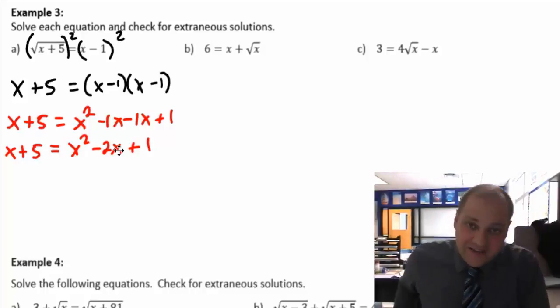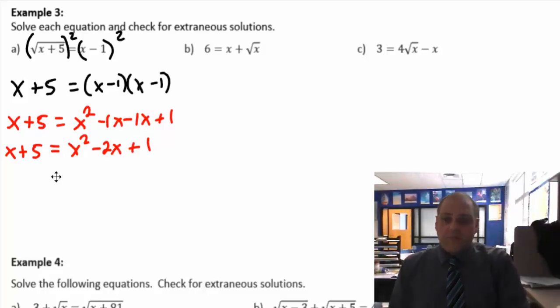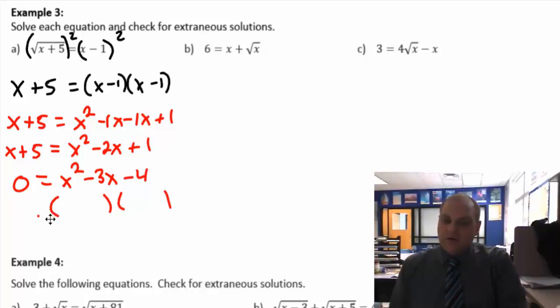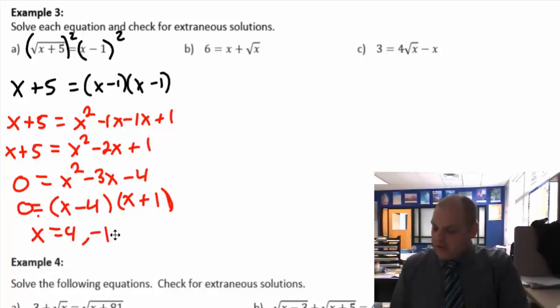This is a quadratic again, so we're going to get it equal to 0. I'm subtracting x, giving me negative 3x. I'm subtracting 5, giving me negative 4. We should be able to do this stuff in our head by now. These quadratics, we've been doing these for so long now. Hopefully we're getting good at them. X minus 4, x plus 1 works. So x equals 4 and negative 1.